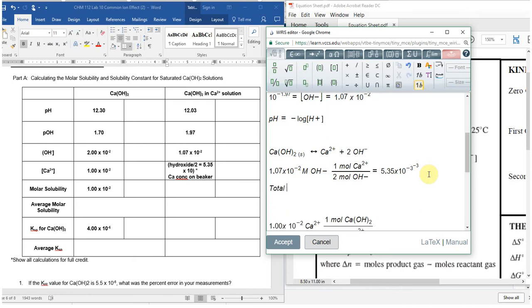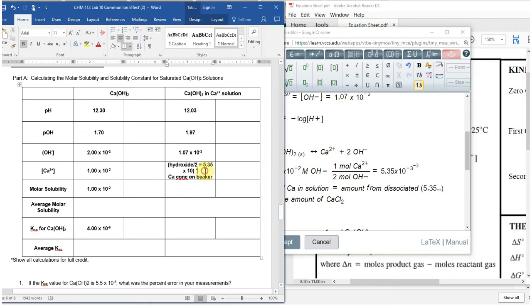so the total calcium amount from dissociated, the 5.35 from above, plus the amount of CaCl2 that was added. Okay, so just kind of consider that as you're working through things. But the molar solubility here is the same. It's going to be that 5.35 times 10 to the negative 3.